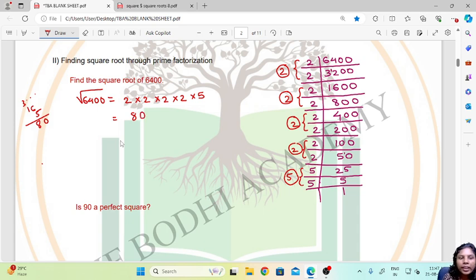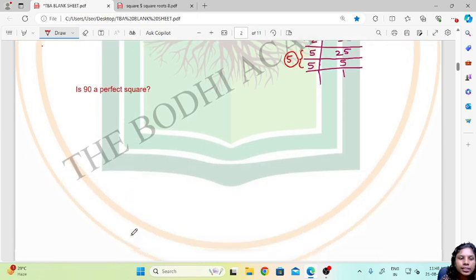So the square root of 6400 is 80. You can even multiply and check. Since 8 into 8 is how much? 64. And because you have this, it's 80 over here, so it will have 2 zeros. So that is 6400. So this is the method of prime factorization. Now let's take another example and see.